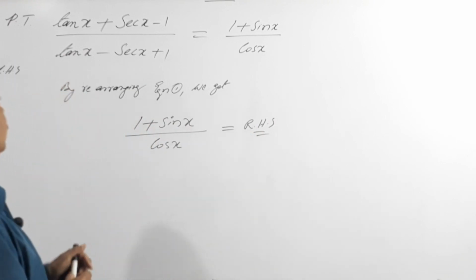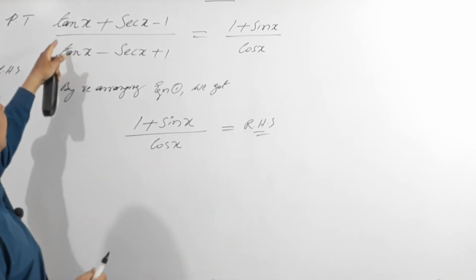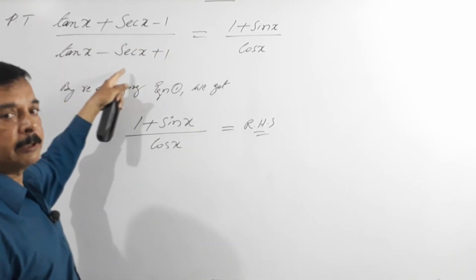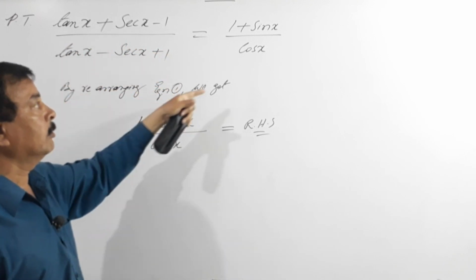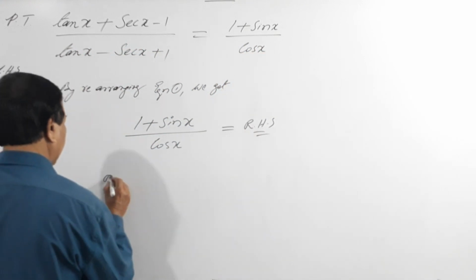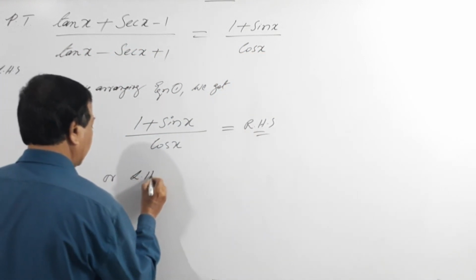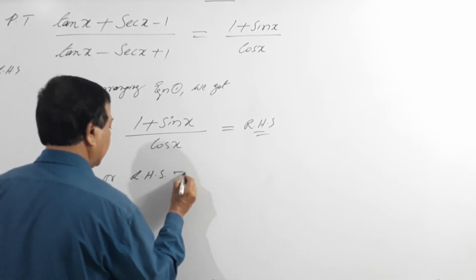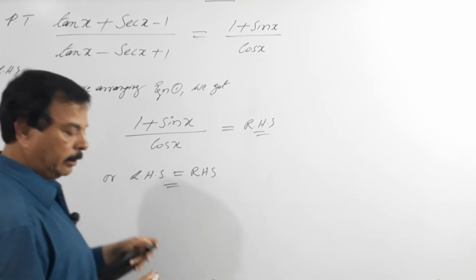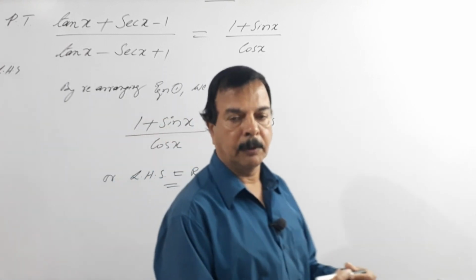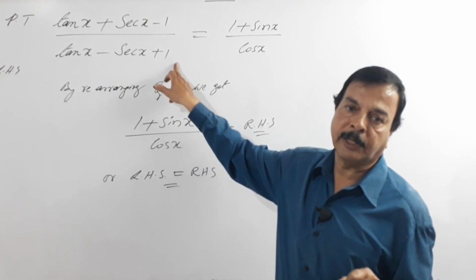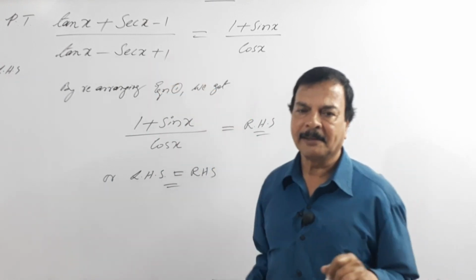So therefore we have got: tan x plus secant x minus 1 divided by tan x minus secant x plus 1 is equals to 1 plus sin x by cos x. Or you can write LHS equals RHS. Even if you write this, it's okay. But if I were to be you, I would have written this. Therefore, well, this looks nice.